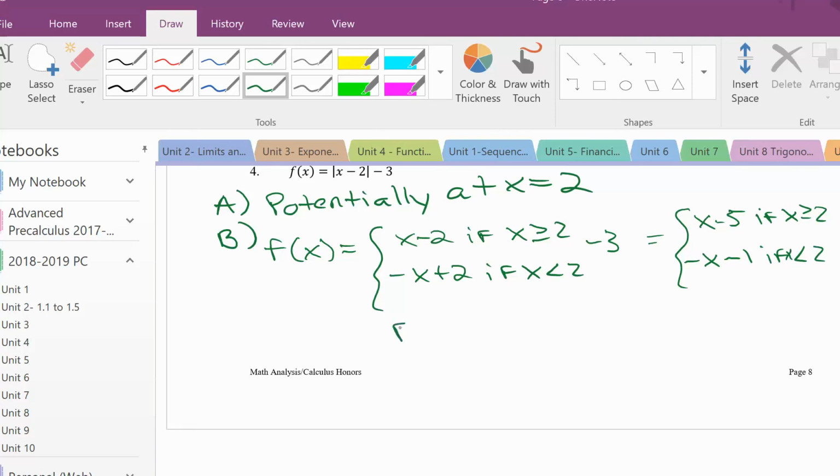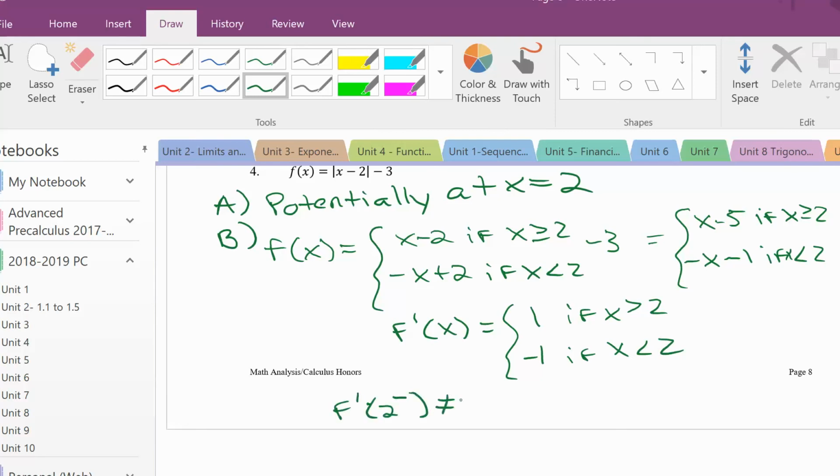So when you take the derivative, notice the derivative is going to be 1, and it's going to be -1 because that's the slope, at greater than 2 and it's less than 2. So that means that since f prime of 2 from the left does not equal f prime of 2 from the right, that f is not differentiable at x equals 2.